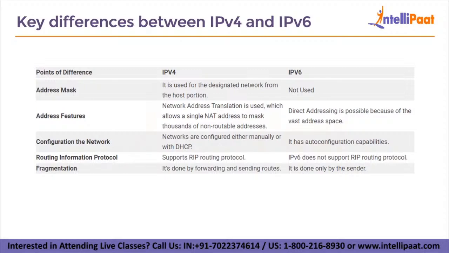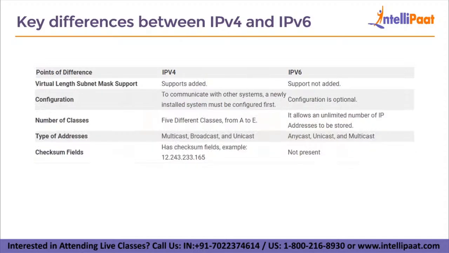Coming to fragmentation, it is done by forwarding and sending routes in IPv4, and coming to IPv6, it is done only by the sender. The next factor is variable length subnet mask support. So the support is added in the case of IPv4, but it is not supported in IPv6. Coming to configuration, to communicate with other systems, a newly installed system must be configured first. Coming to IPv6, the configuration is optional.